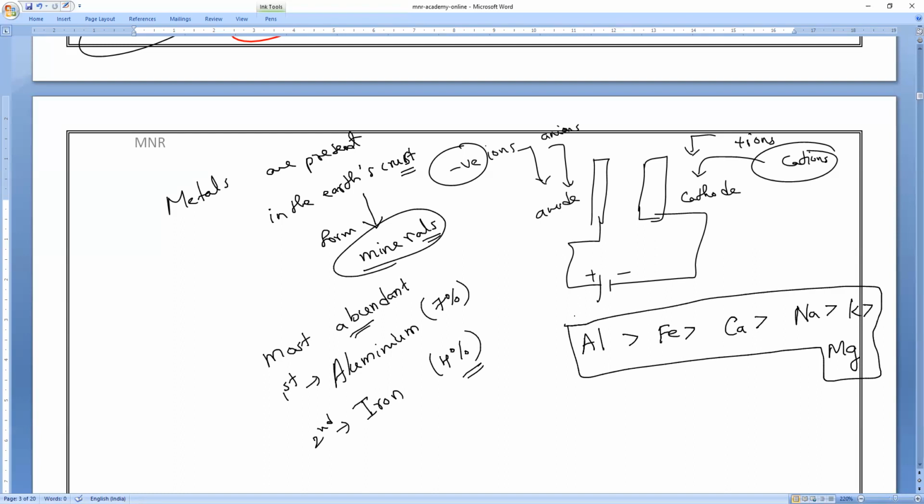So is this decreasing order or increasing order? Decreasing order. Okay, high to low. Clear, everybody? Understand, Abhirami, Mitakshri? So there will be a decreasing order in the earth crust. The percentage will keep on decreasing. The most abundant element, aluminum, next, second abundant, iron, followed by calcium, sodium, potassium, and magnesium.